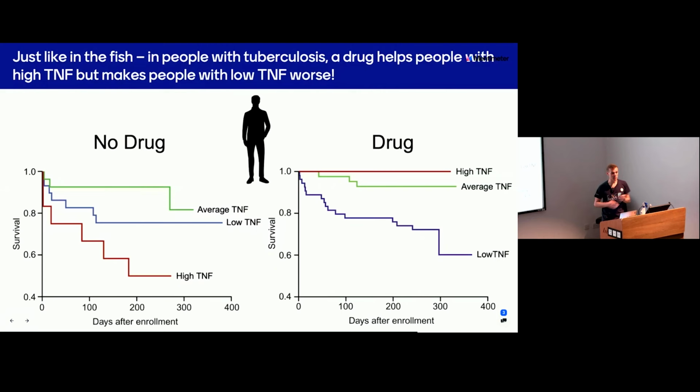So if you don't give them the drug, this is what I showed you before. And now if you give them the drug, the people that make high TNF go from here to here, and the people that make low TNF go from here to here. So high does better, low does worse, just like we saw in the fish. So that's just one example of what we found that helps MAC kill the bacteria.